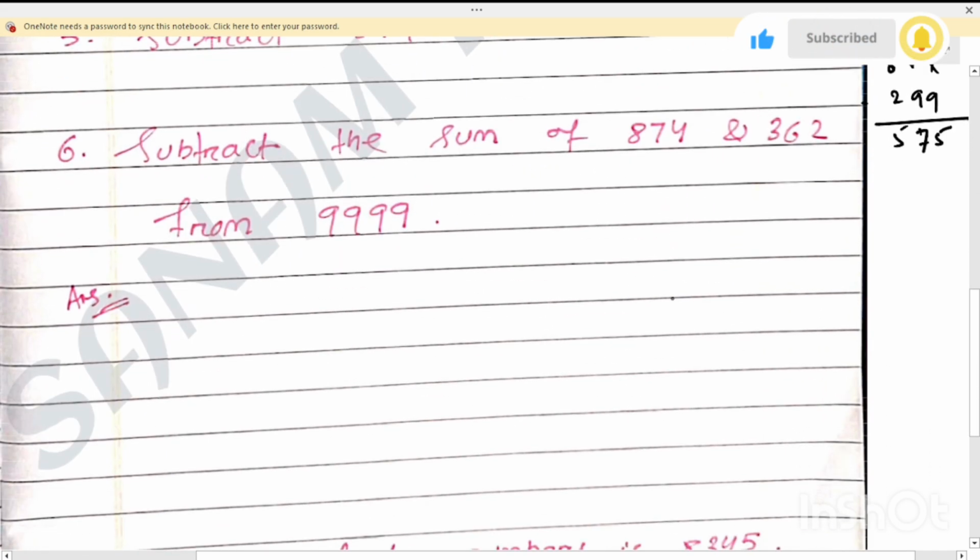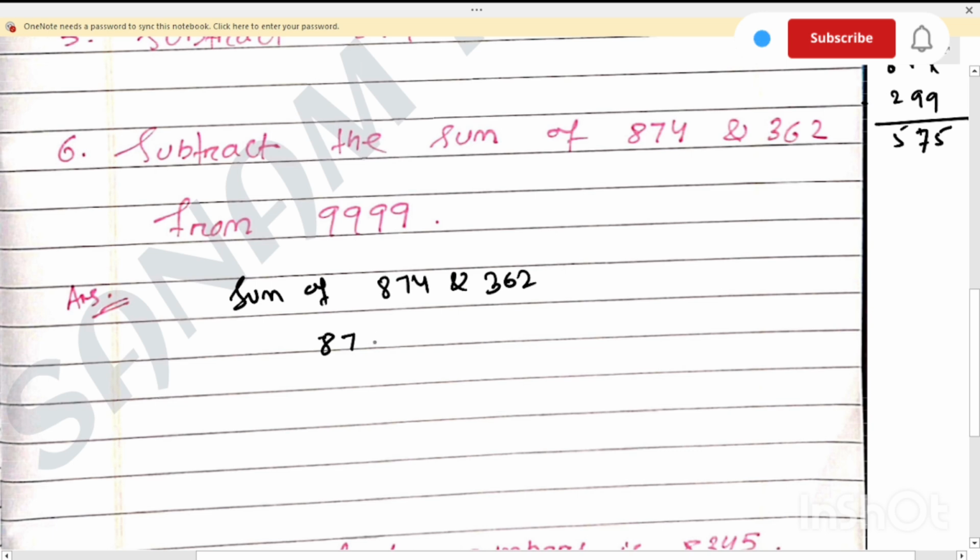Next question. Subtract the sum. First we find the sum of 874 and 362. So first addition. 874 with 362. 4 plus 2, 6. Now 13. Carry 1. 9 plus 3, 12.